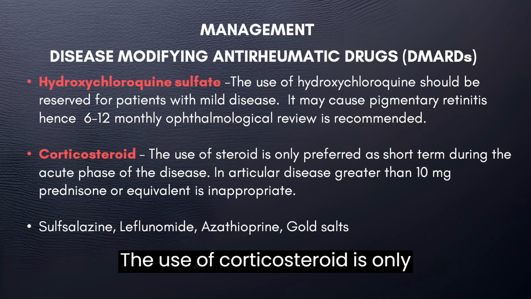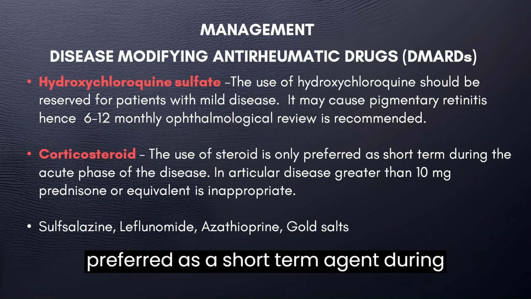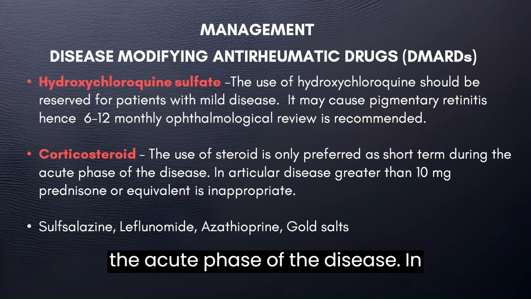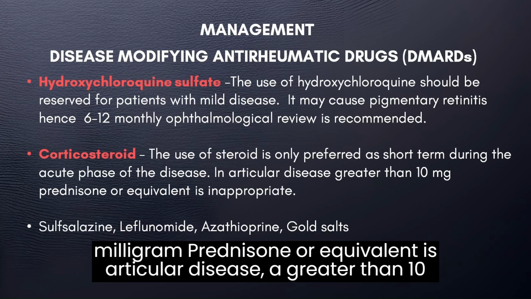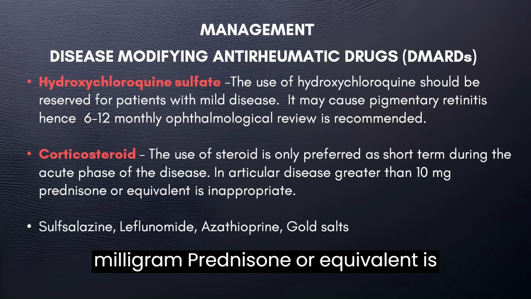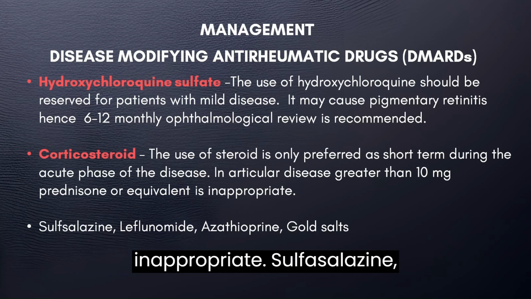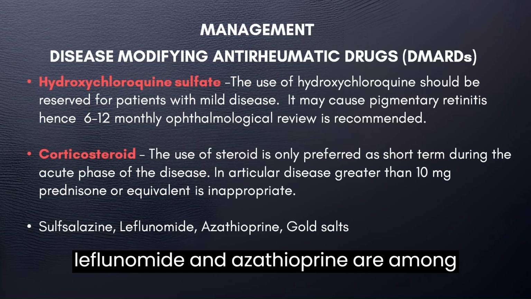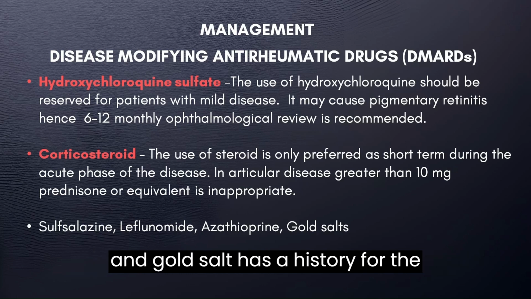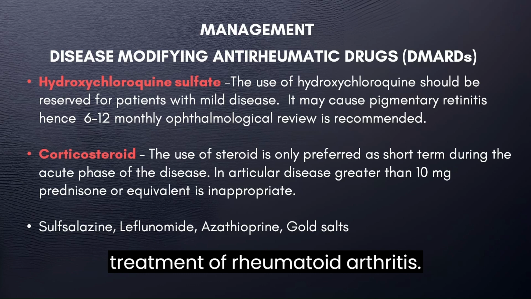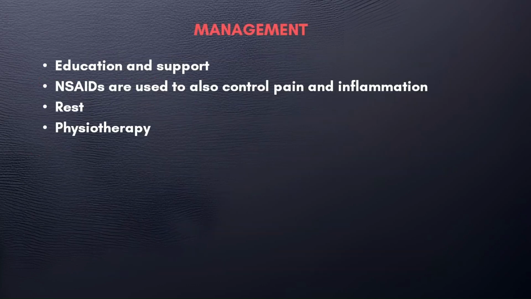Corticosteroids. The use of corticosteroids is only preferred as a short-term agent during the acute phase of the disease. In articular disease, greater than 10 milligrams of prednisone or equivalent is inappropriate. Sulfasalazine, leflunomide, and azathioprine are among the agents that may be used or combined, and gold salt has a history for the treatment of rheumatoid arthritis.